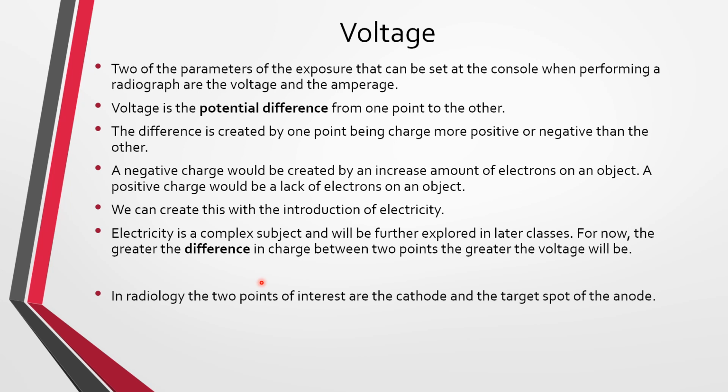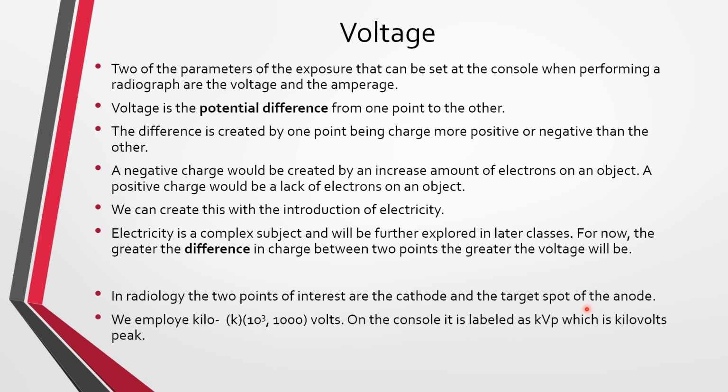In radiology, the 2 points of interest are the cathode and the target spot of the anode. Okay, so the cathode is negatively charged and the anode would be positively charged. And we employ kilo, which is 10 to the 3 or 1,000 volts on the console. It's labeled as kVp, which is read as kilovolts peak.